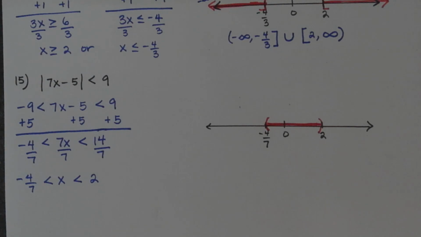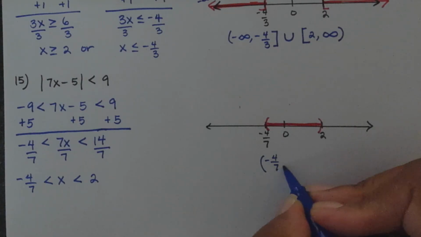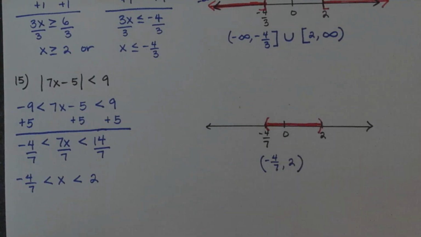And then my interval notation, of course, negative 4/7 has a parenthesis, so does 2. So that is the interval notation for that.